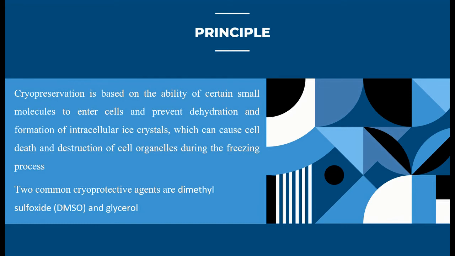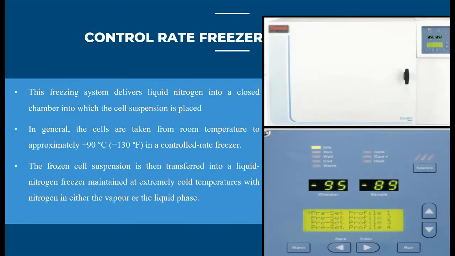Two common protective agents can be used, that is DMSO and glycerol. If we directly put the cells or the cryo vials in the cryo tank, then the cells will get shock and they will immediately die. So the instrument that is used to freeze the vials at a controlled rate is the controlled rate freezer. This instrument provides stepwise cooling of the vials so that the cells won't get any shock and will be frozen properly. The main principle of freezing lies in slow freezing and fast thawing.